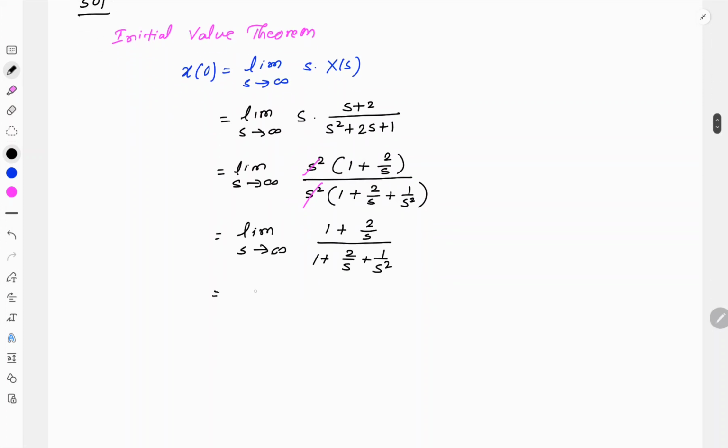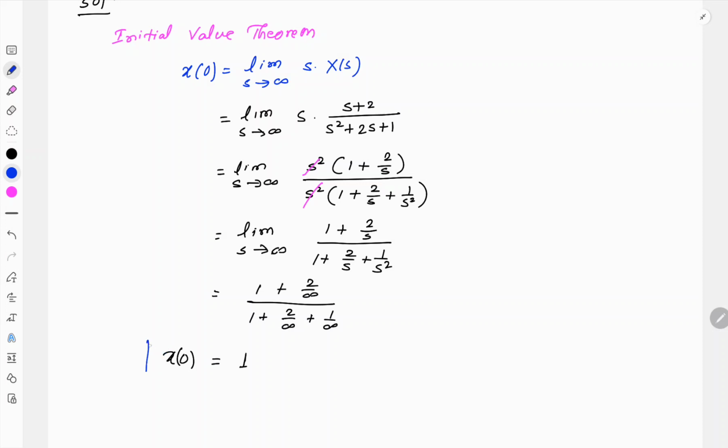So we get the equation as (1 + 2/infinity) divided by (1 + 2/infinity + 1/infinity square). Infinity square is again infinity. So our answer is 1. So the initial value for the given example is 1.